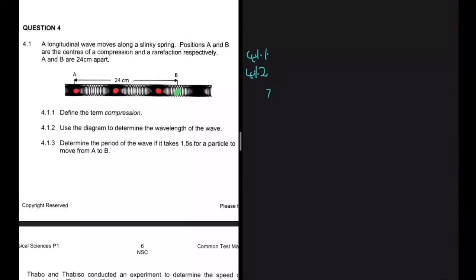Now we can see that 24 centimeters is equal to 2.5 wavelengths. So we can divide both sides by 2.5 in an attempt to find the wavelength. If we do that, we get a wavelength equal to 9.6 centimeters. So the wavelength of our longitudinal wave is equal to 9.6 centimeters.